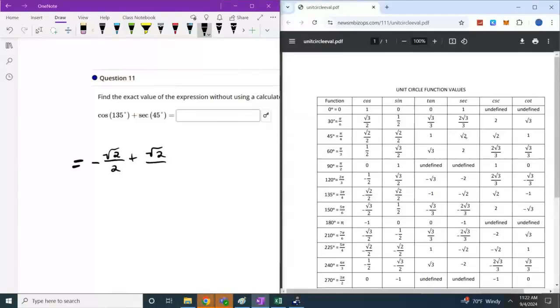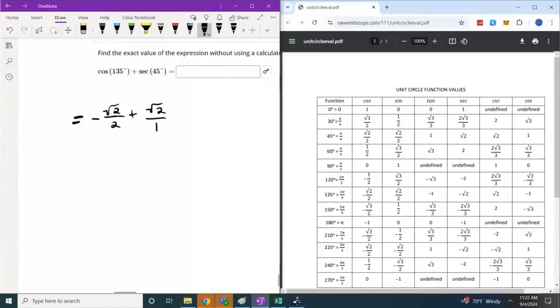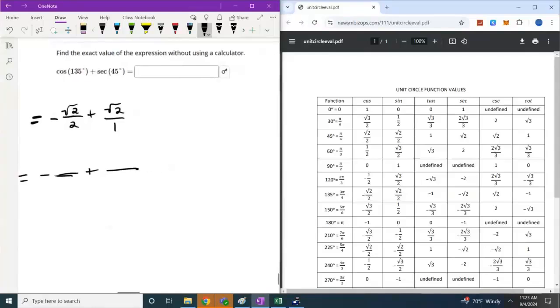In order to make this a little bit simpler, I'm going to treat both as fractions. So I'm just going to put the square root of 2 over 1, right? In order for us to add fractions, we've got to have a common denominator. So what's the least common denominator between 2 and 1? Should be 2, right?